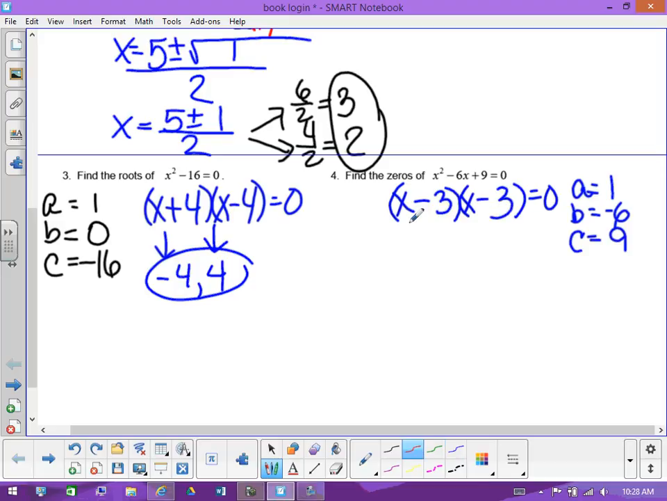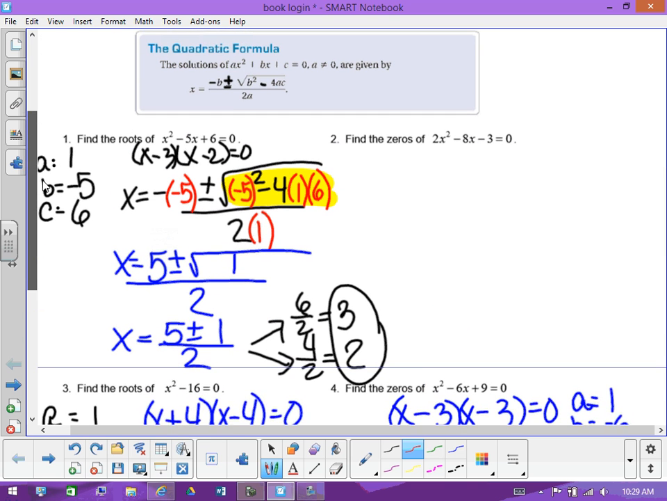Either one of those places, what's going to make that 0? Positive 3. If you were to put this in that formula under the square root, you're going to get 0, which means you have one solution, which is 3. Okay. So, those 3 problems you may use quadratic formula. However, it's easier to factor.